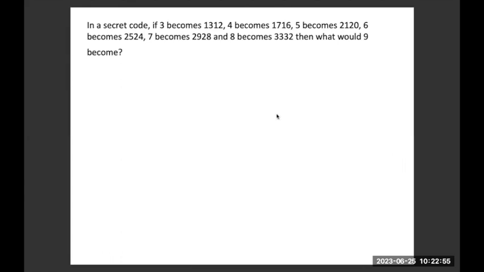In this case, the correct answer is 3736. How does it derive this? If you look at the sequence, 3 multiplied by 4 will be 12. One second, I'll just type it out. It's easier. 3 becomes 1312, which means 3 multiplied by 4 plus 1 is the first number, and the next number is simple, 3 multiplied by 4, the last number. So 3 multiplied by 4 plus 1, 12 plus 1, 13, and 3 multiplied by 4 is 12.